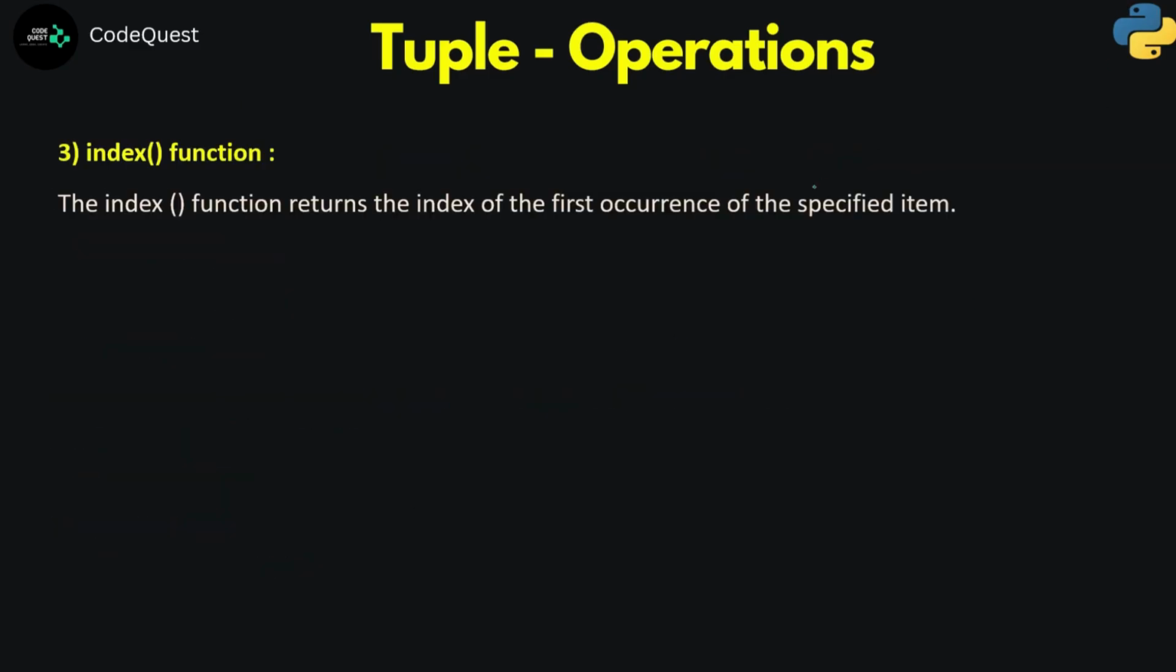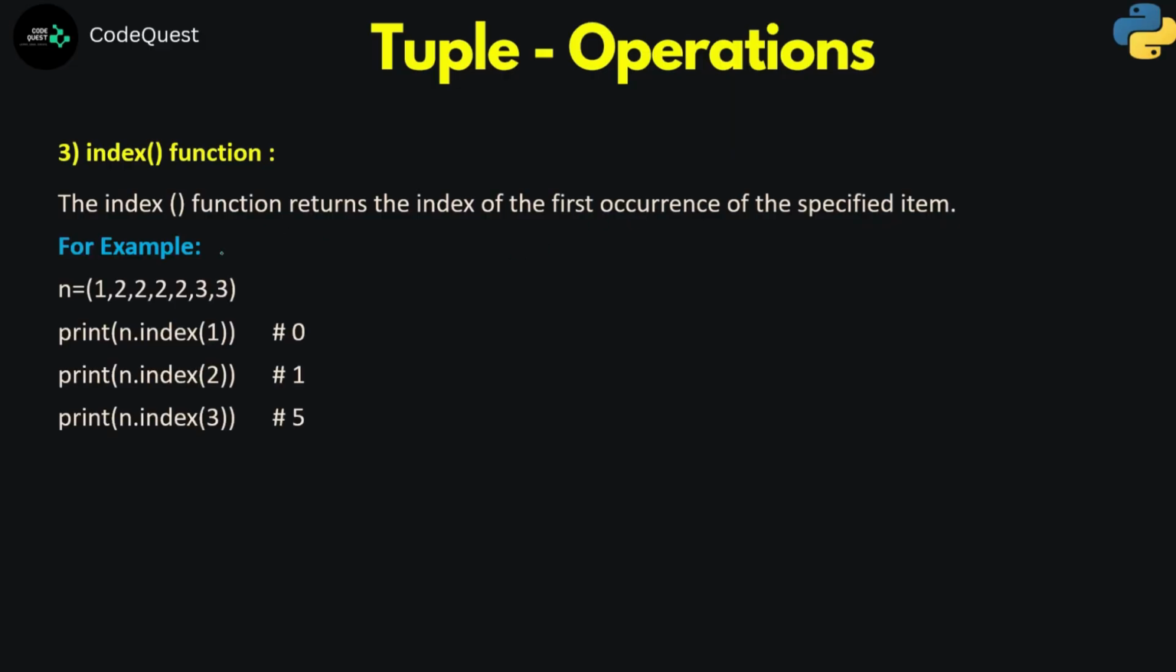So the next function is your index function. The index function is going to return the index of the first occurrence of the specified item. If the item is present only once, its index will be returned. If the item is available more than once, then the very first occurrence of that item will be returned as the index. So let's say here we have taken n equal to this set of elements.